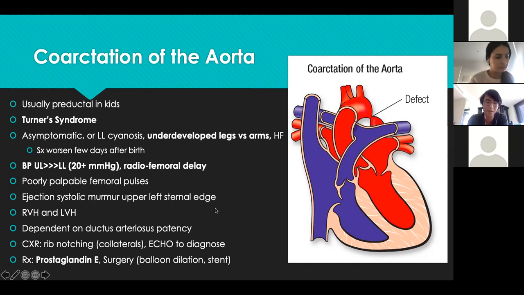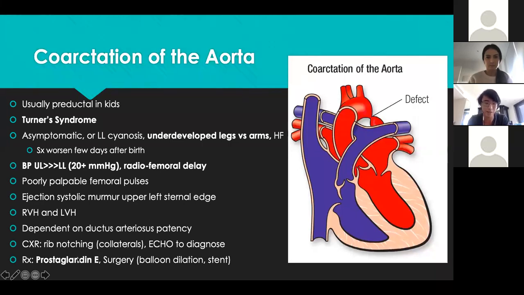Other things to note, so you can get rib notching, and that's due to collateral circulation. Usually that's because you've got decreased blood flow to your lower limbs. So you're going to try and compensate by getting increased flow through your subclavians, down your internal thoracic artery, and then into your intercostal arteries that then will connect to your descending aorta. So that can happen in quite severe coarctation, and it could be a buzzword.